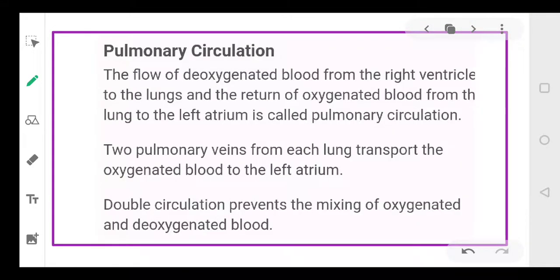Now coming to the second part, which is called pulmonary circulation. Pulmonary is related with the pulmonary artery and vein. It is related with the lungs. So the flow of deoxygenated blood: your right ventricle will push the blood to the lungs for oxygenation, and the oxygenated blood from the lungs will reach the left atrium, and this portion is called pulmonary circulation.